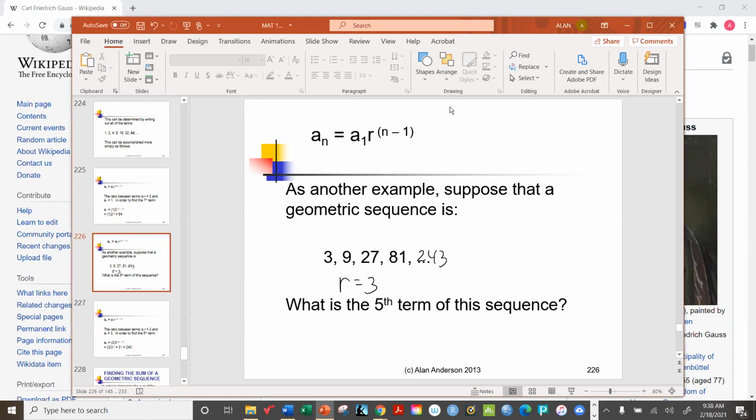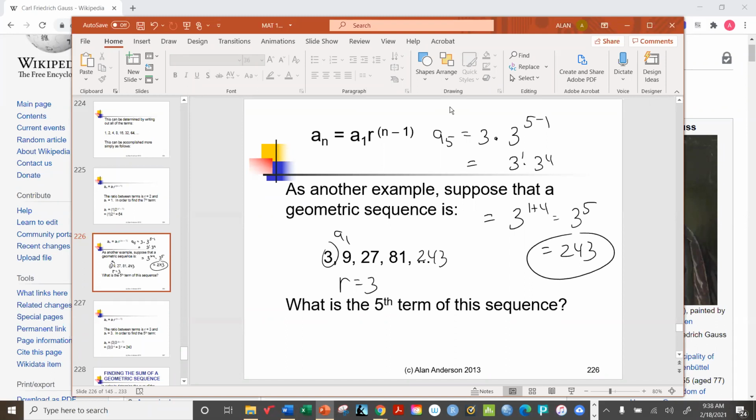Or if you use this formula, A_5 equals, A_1 is here, R is 3, the exponent is n minus 1, 5 minus 1. And here, if you recall from the product rule with exponents, there's an implied 1 here. So this is actually 3 to the 1 plus 4 power. And 3 to the 5th is, in fact, 243. Excellent.